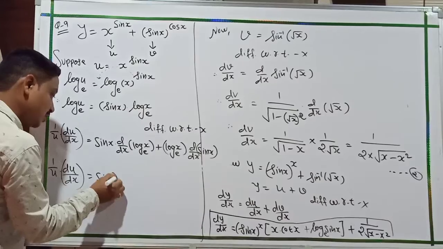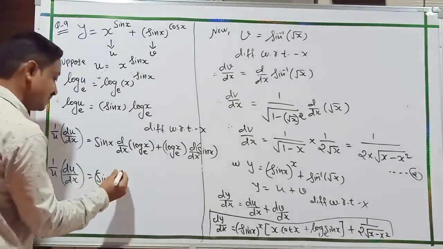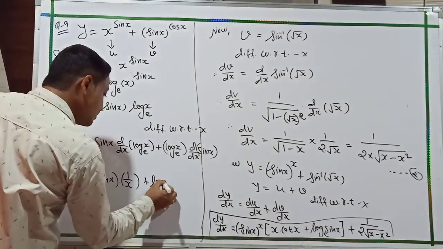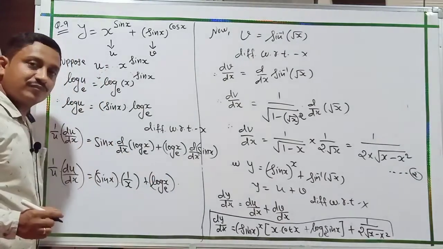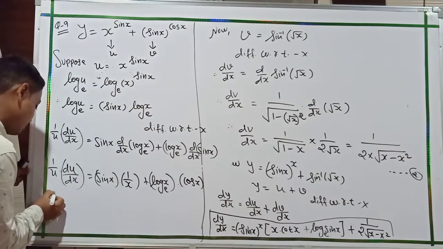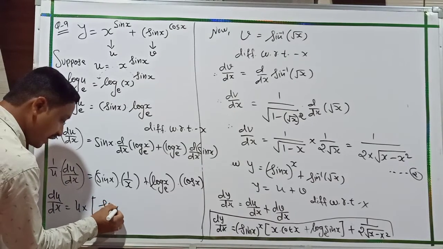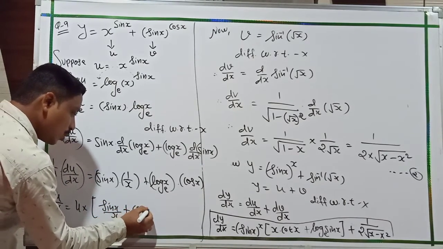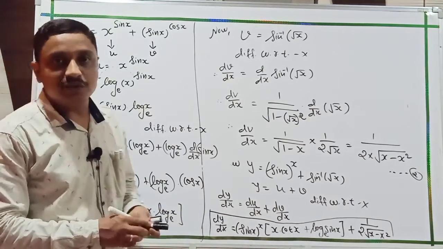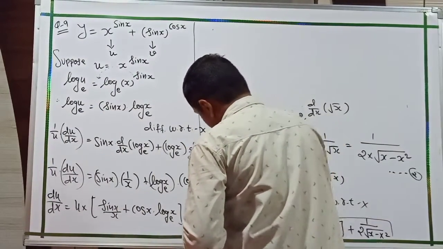Now students, slowly think about the derivative of log x. What is the derivative of log x? 1 by x. Same, log x base e. Now the derivative of sin x is also known, it is cos x. So taking u to the upper side, du by dx equals u into sin x by x plus cos x into log x base e. Now students, put the value for u and the u-side derivative is easily done.